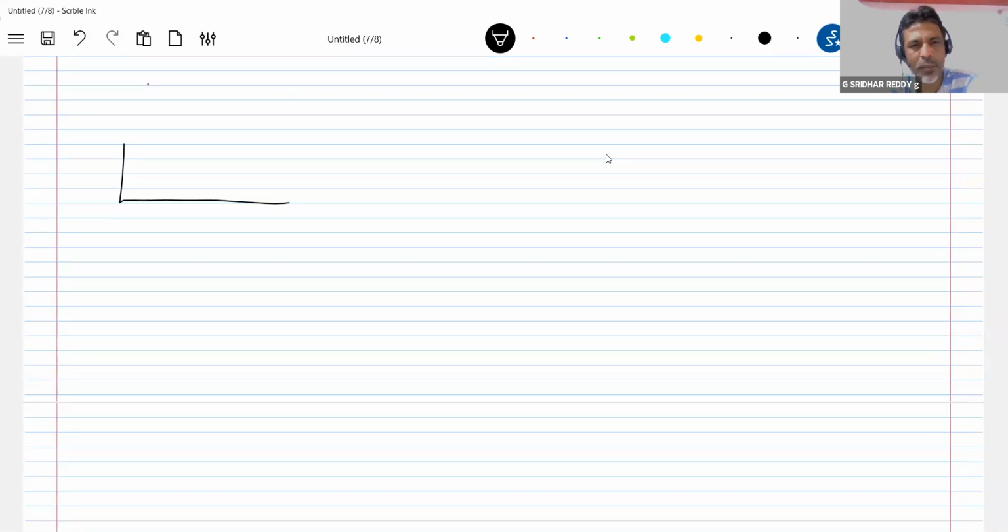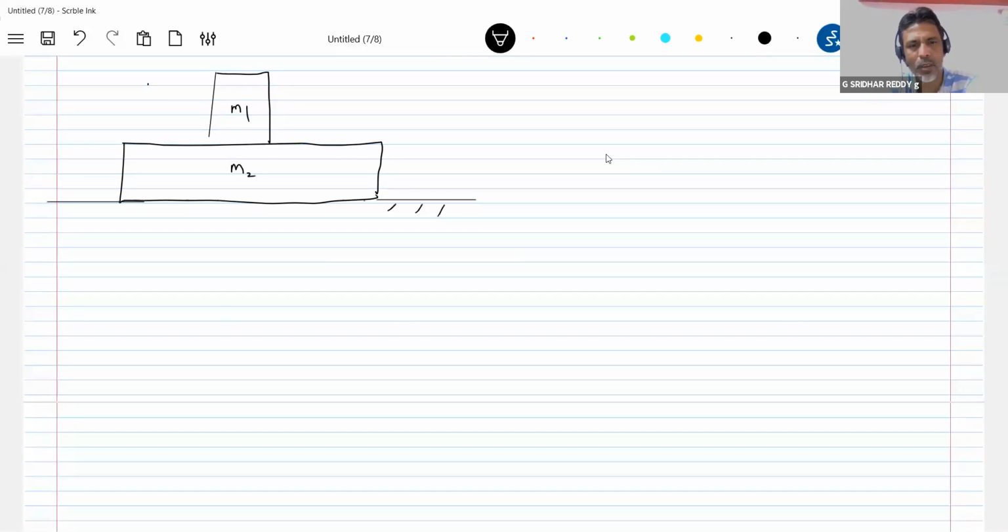There are plenty of numericals, more than 100 if you search books, based on this concept. And the idea is the same. Almost for all numericals, the basic idea is the same.